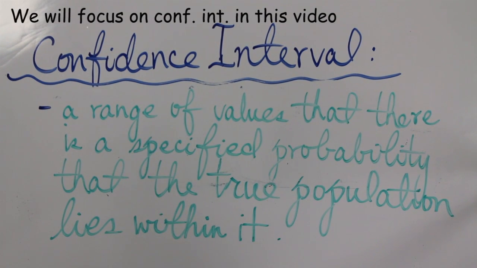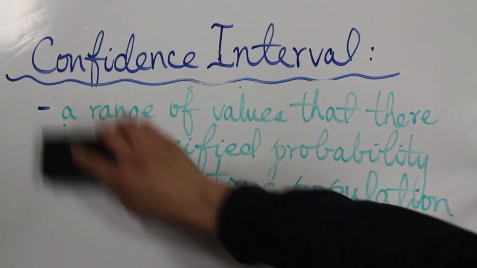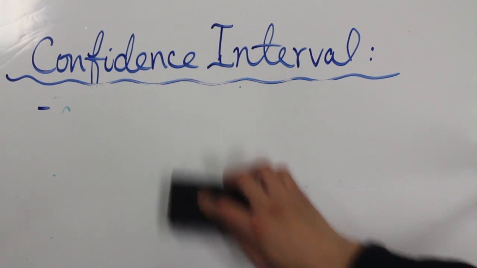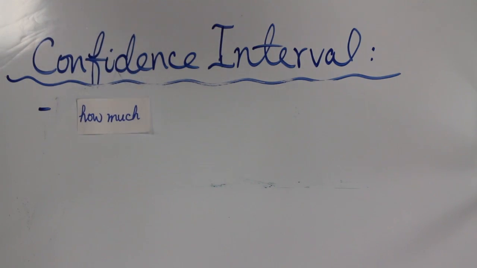A confidence interval is a range of values for which there is a specified probability that the true population value lies within it. Some of the key terms are how much, how many, greater, or higher.